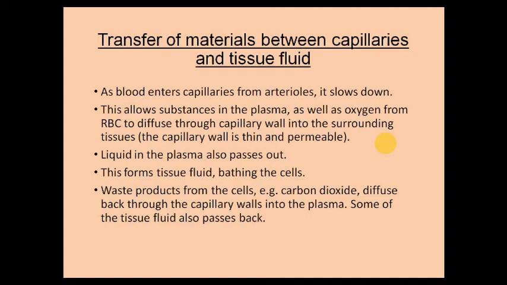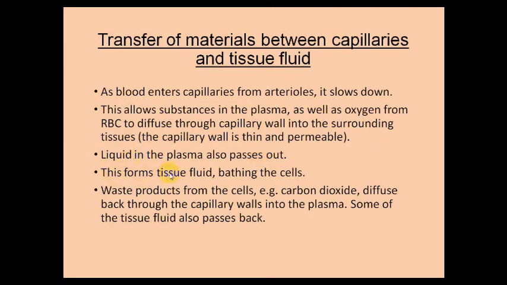Why? Because some materials carried in the blood need to be transferred into the capillary, and then the capillary will make them diffuse to the other organs in your body. So from artery to capillary, the blood flow is slowed down. Then from capillary to vein, the flow of blood is maintained slow, no longer going fast again. What are the things being transferred? One is the liquid in the plasma. It passes out together with other nutrients, the oxygen and everything.